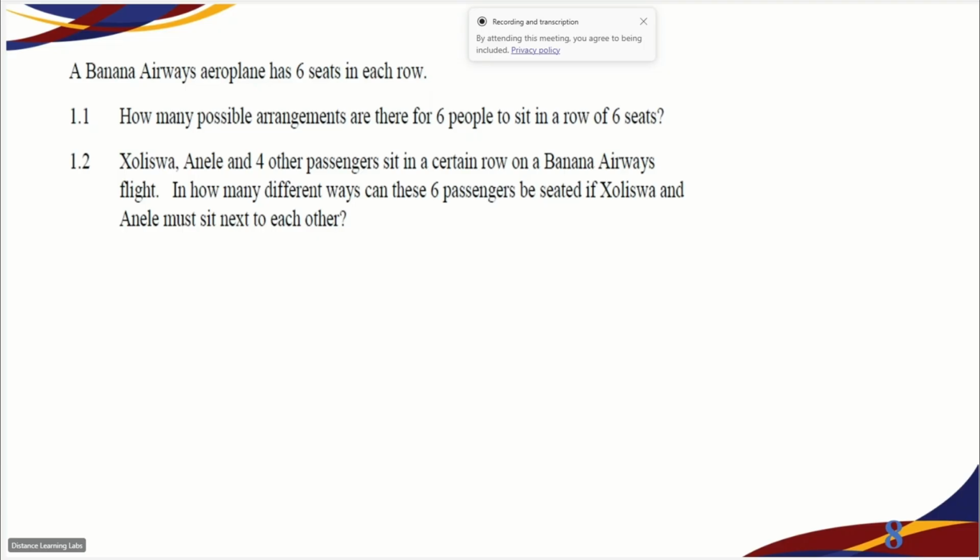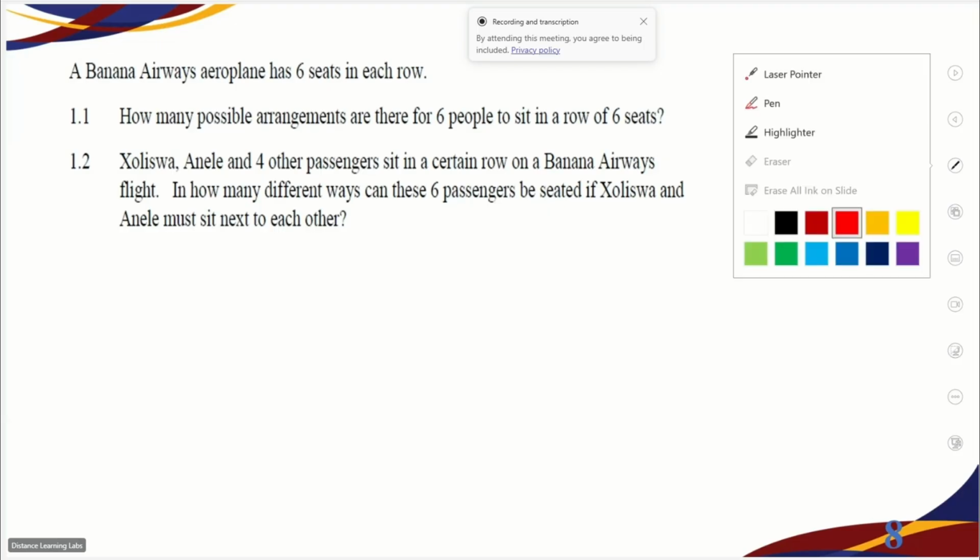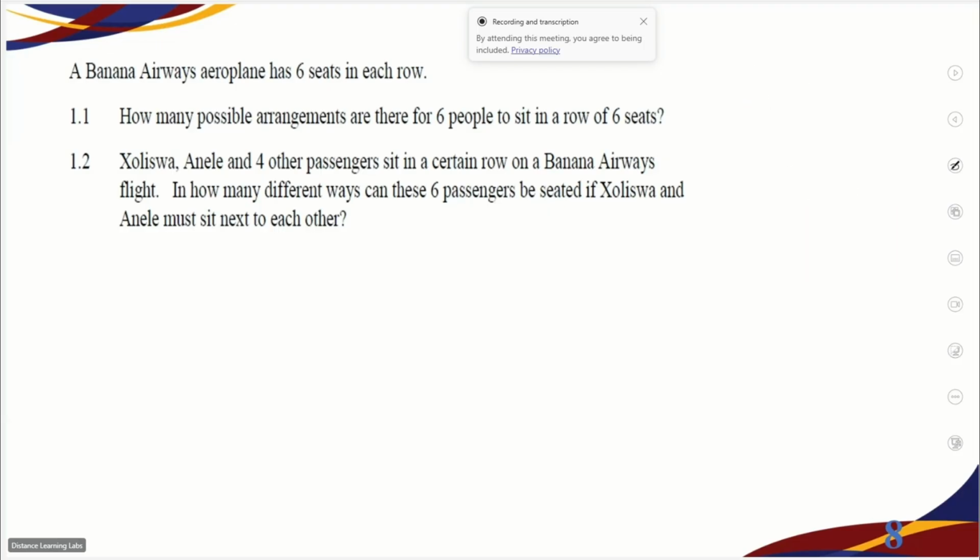1.1 says, how many possible arrangements are there for 6 people to sit in a row of 6 seats? Remember, we said the spaces that you are going to create are not based on the number of people, but based on the number of seats that the people are competing for. Because we can have 6 people and 4 chairs, then we will create 4 spaces. But in this case, we have 6 people and 6 different chairs. That means the number of spaces that you are going to create for number 1.1 would be 6.